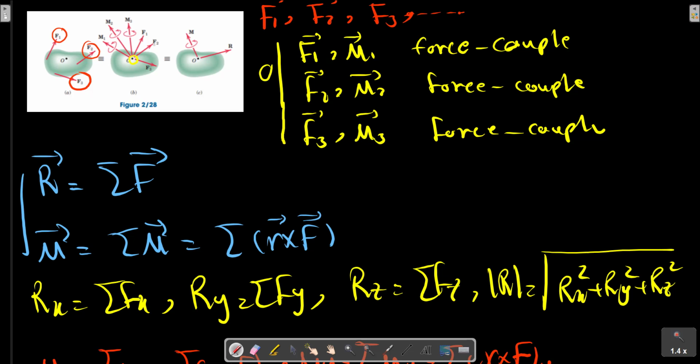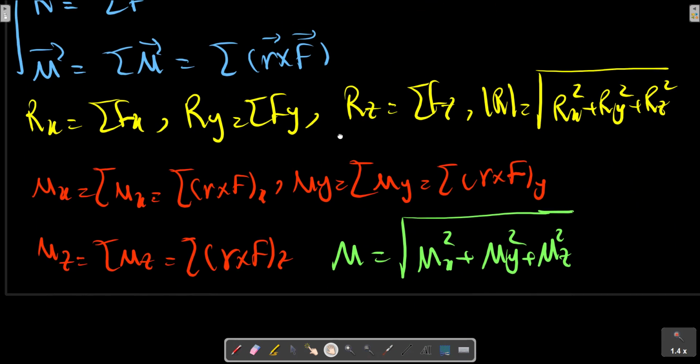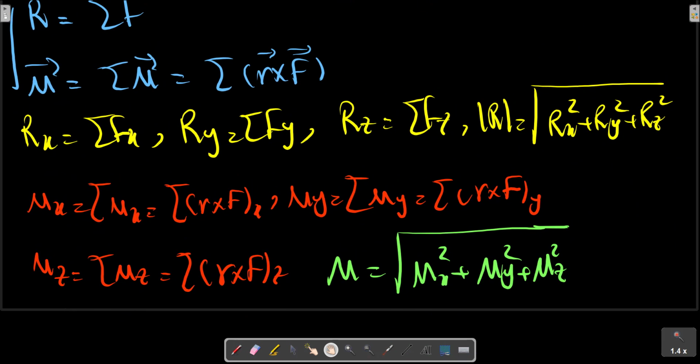In general, any system of forces may be replaced by its resultant force R and the resultant couple M. In dynamics, we usually select the mass center as the reference point. The change in the linear motion of the body is determined by the resultant force, and the change in the angular motion of the body is determined by the resultant couple.